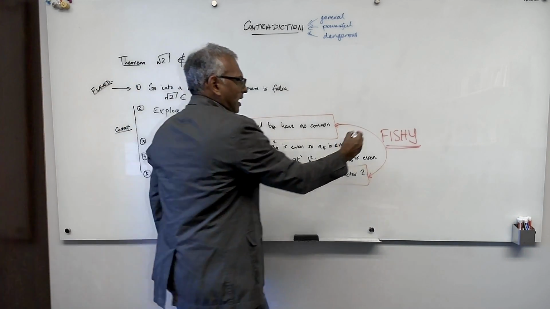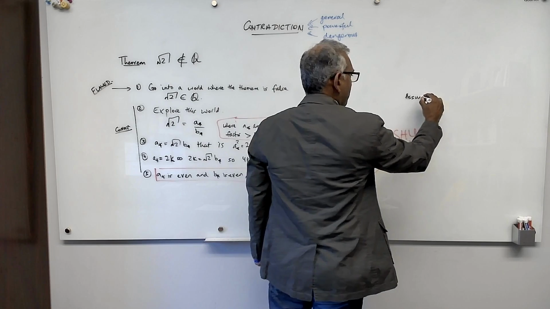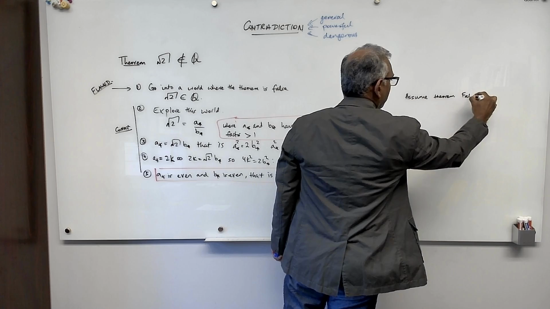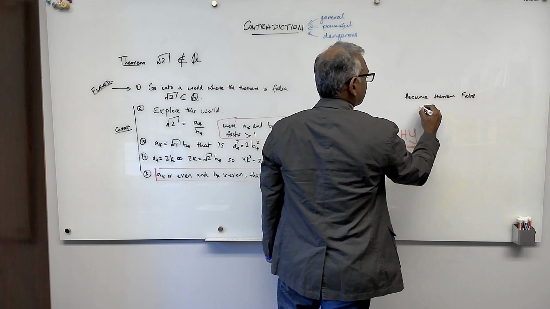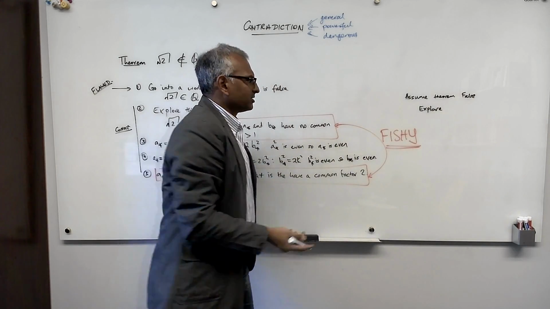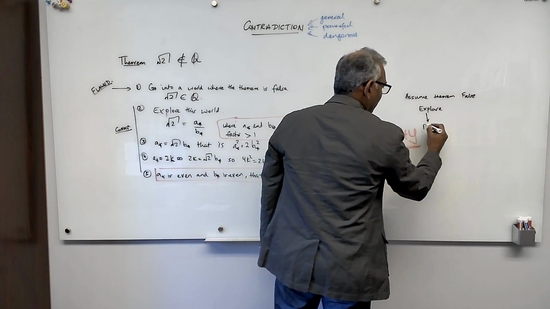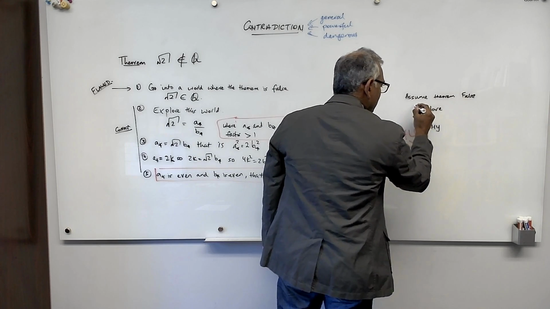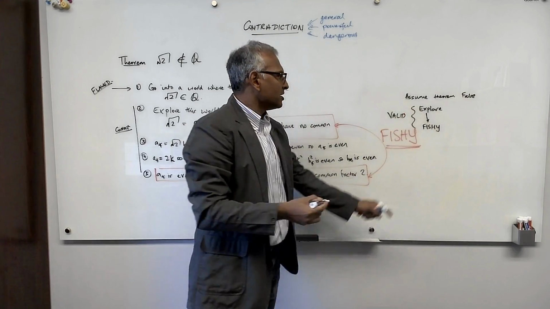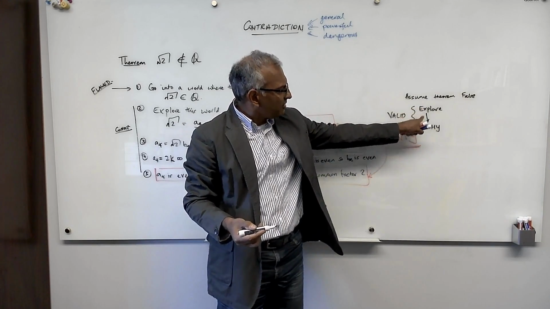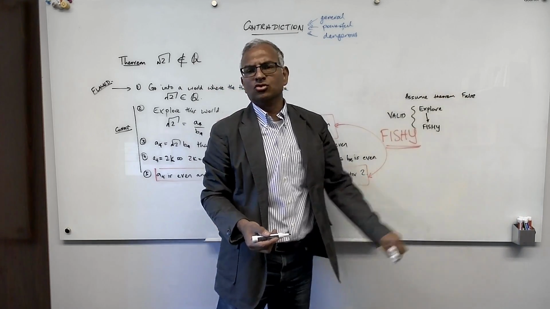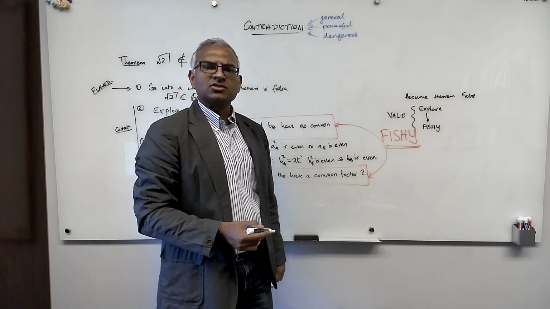So I assume the theorem is false. Now I explore, which means do valid mathematical derivations until you get to something fishy. So this has to be valid. The moment you have obtained something fishy, and since everything here is valid, it must be that the theorem is true. So you're not allowed to assume it's false. That's the mechanics of the proof by contradiction.